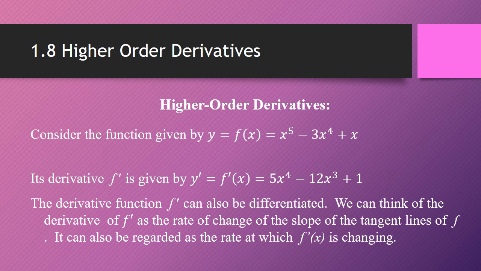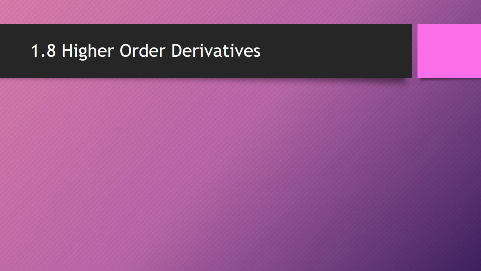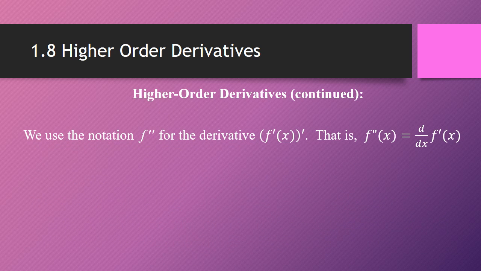We can think of the derivative of f prime as the rate of change of the slope of the tangent lines, or it could be regarded as the rate at which the derivative f prime is changed. So we use the notation f with two slash marks, two little quotes, for the derivative of the derivative. In other words, f double prime is the derivative of f prime of x. We call it the second derivative of f.